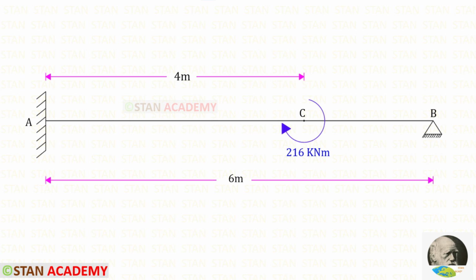Hello everyone. Today we are going to analyze this propped cantilever beam. In this beam, there is a clockwise concentrated moment of 216 kilonewton meter. It acts at a distance of 4 meter from the left support. The span of the beam is given as 6 meter.